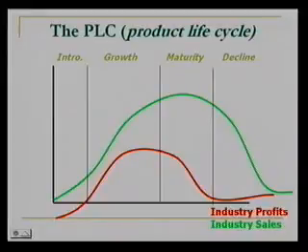Okay. As you can see here, we have 4 different stages that we go through. The green line represents industry sales for our product. The red line represents industry profits. I'm going to go through each stage and talk about the strategic decisions that we make.